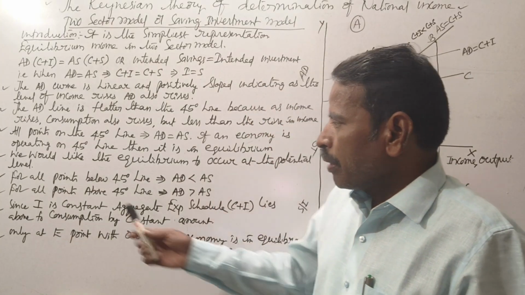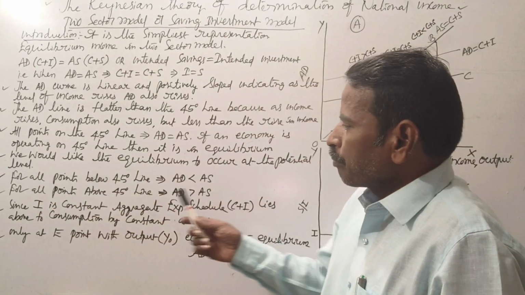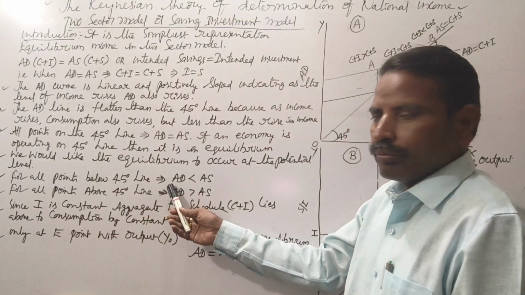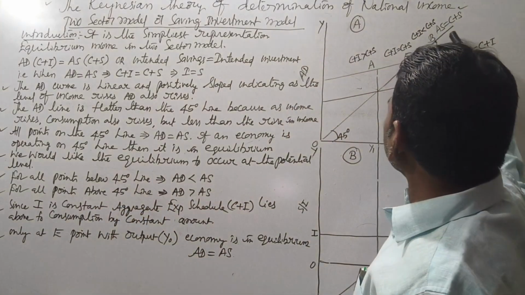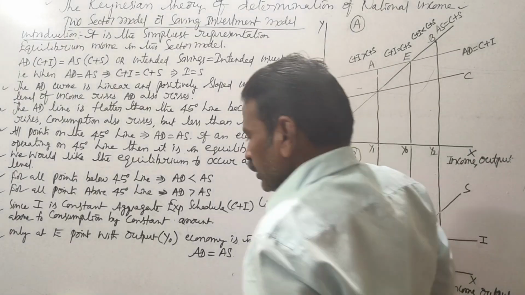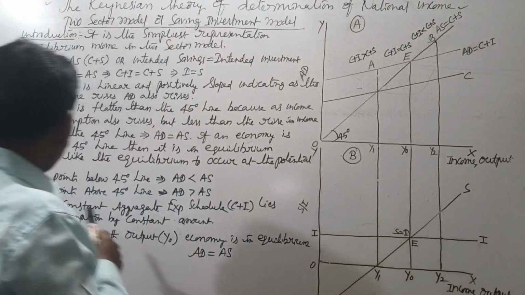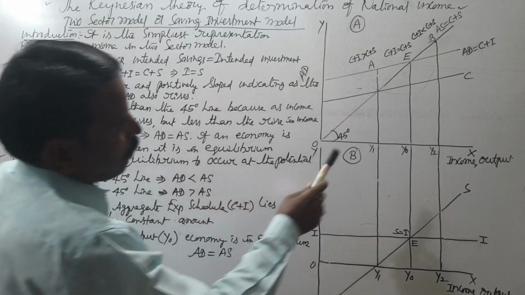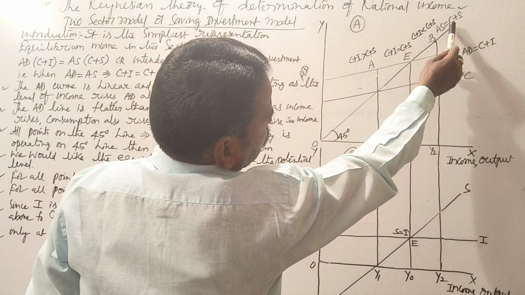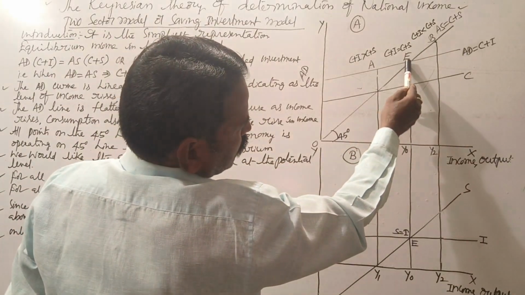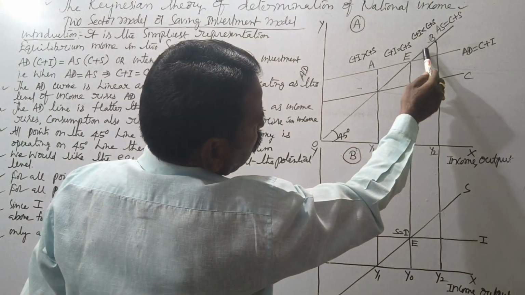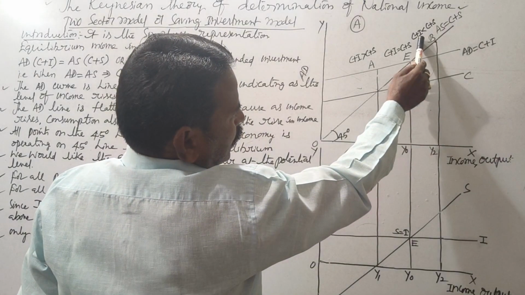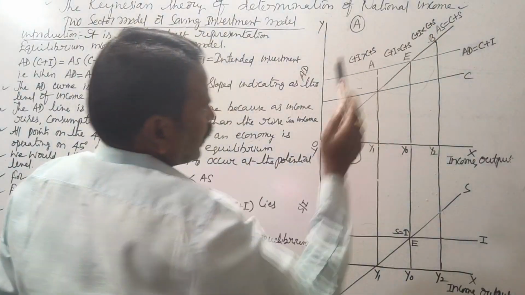For example, for all points below the 45-degree line, aggregate demand is less than aggregate supply.